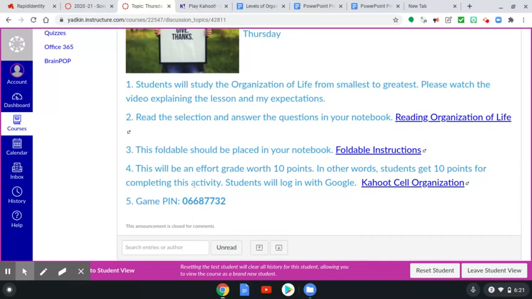Now, for this Kahoot, you're going to get 10 points for playing it. That means if you actually play it and don't just sit there and click and guess, I would expect you to use your notes, and I would expect you to be able to get some correct. Now, if you have any questions, you can email me as always. If you're really lost, you can email me and we can do a Zoom. Have a great day.